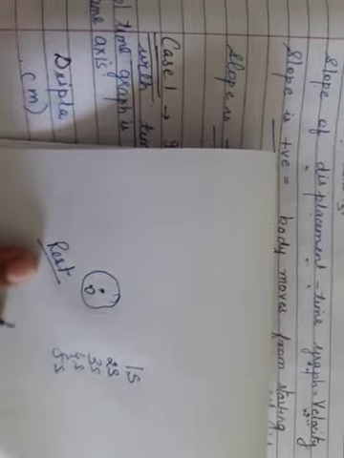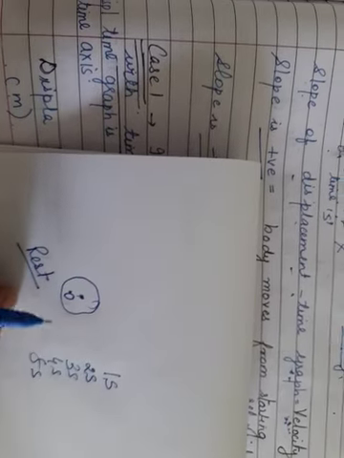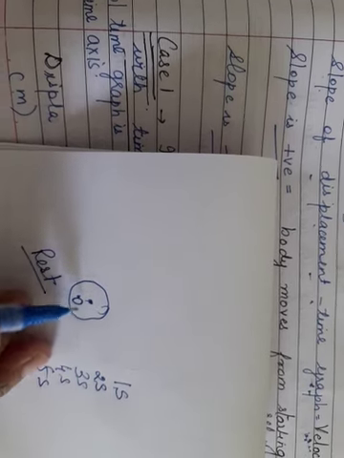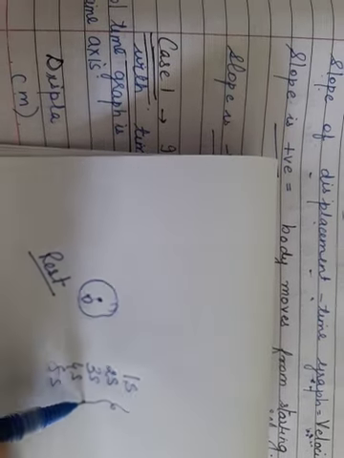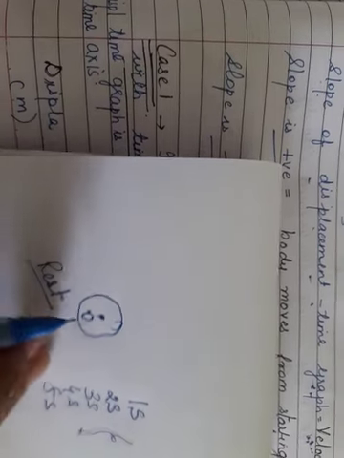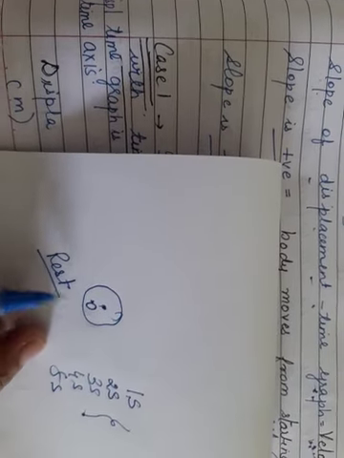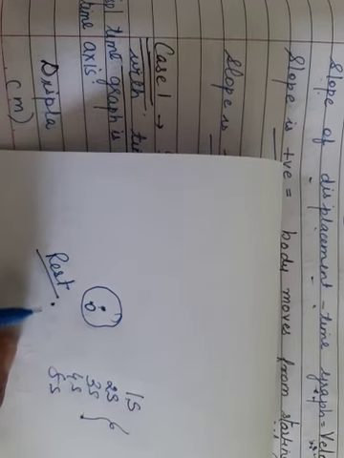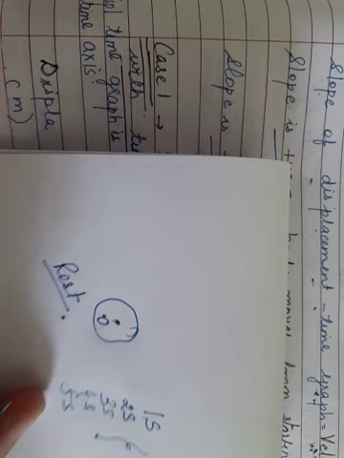So this is the first case of the displacement time graph. If the position of the body does not change with time, as the time is increasing the body is stationary, it is at rest. So even if you measure the displacement at any instant of time, you will get the same value: the displacement as measured from the origin at all instants is the same as at t equals 0.